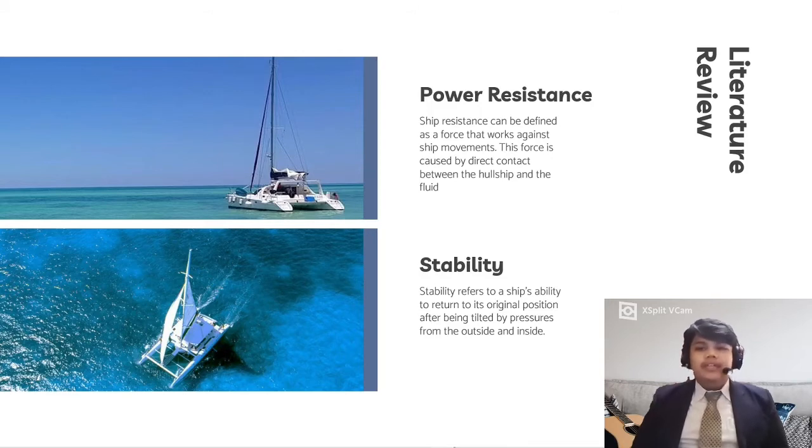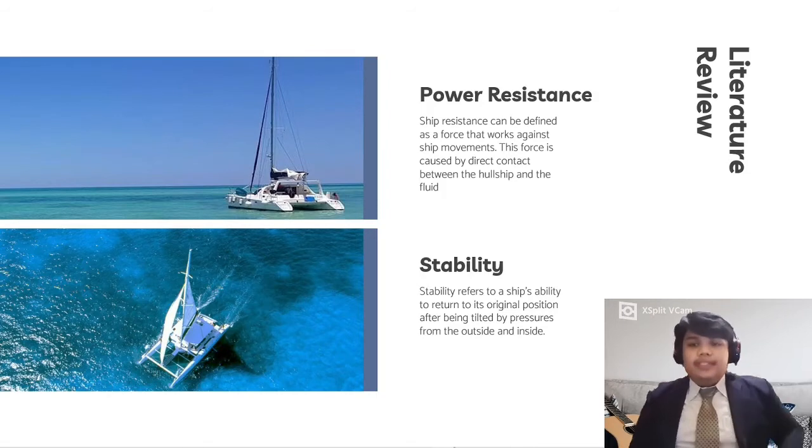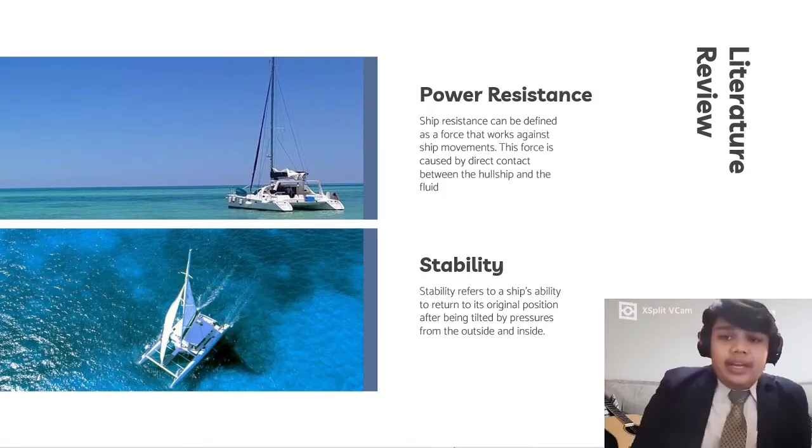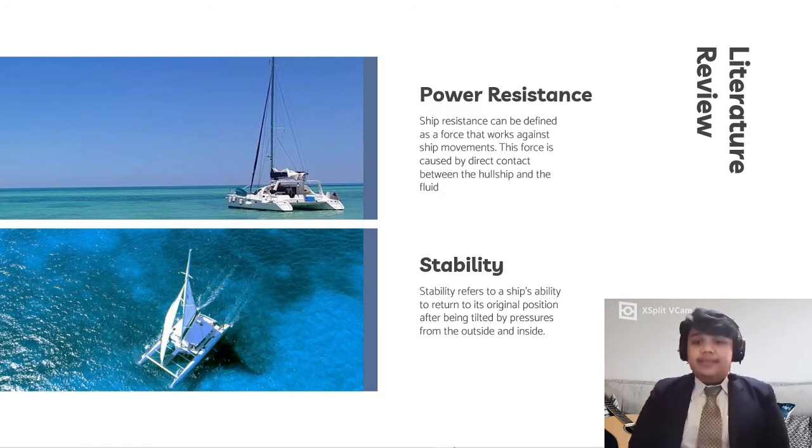The first point is the power resistance. What is power resistance? Well, resistance occurs in ships that move through the water medium at a specific speed, in the opposite direction of the ship's motion. A ship's resistance is affected by numerous elements. Some of them are wet surface area, speed of the ship, and the type of fluid. This force is caused by direct contact between the hull shape and the fluid, in this case the multi-hull design vessel and water at the sea or river. The resistance of a vessel is denoted by the unit Newton.